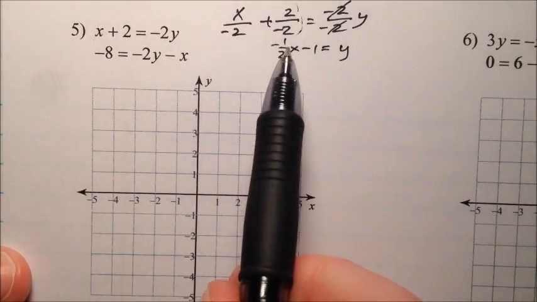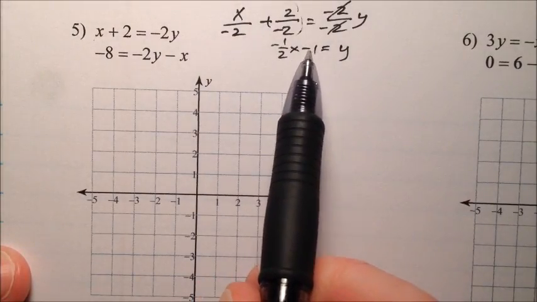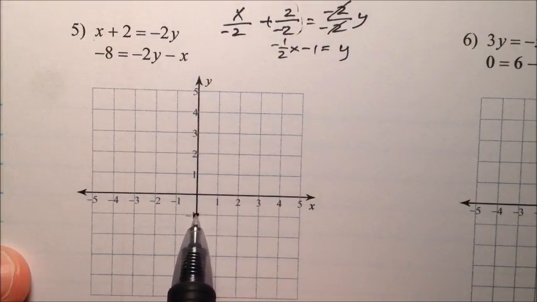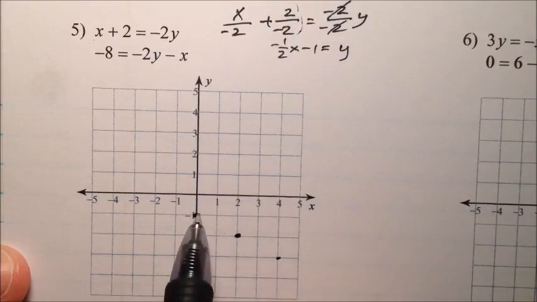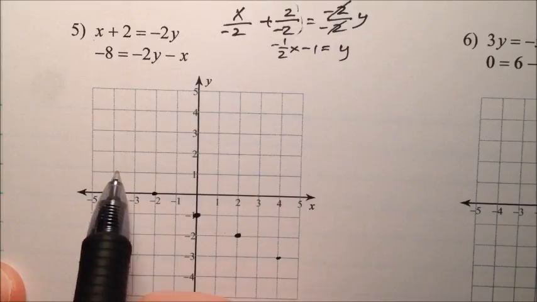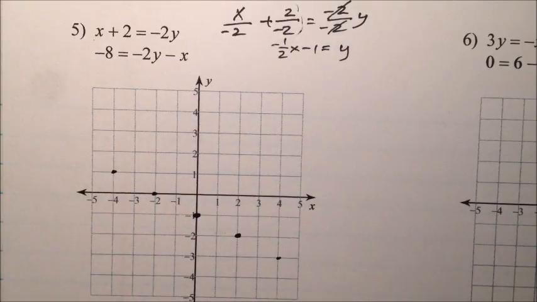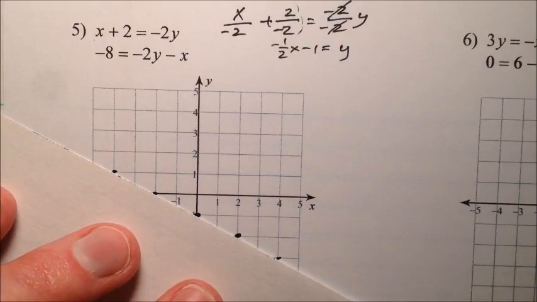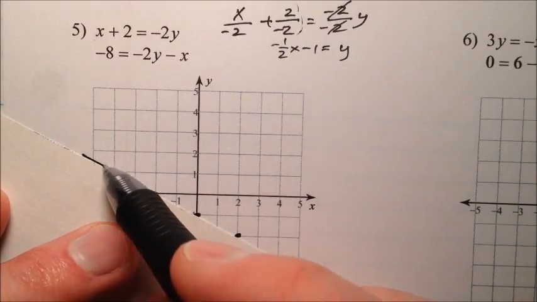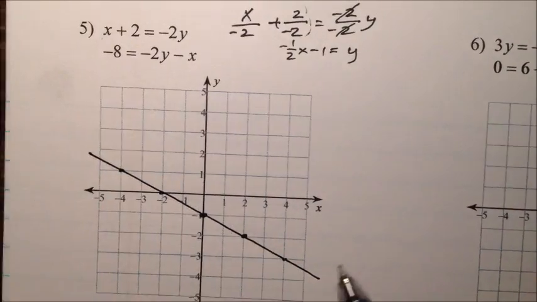So my slope then will be negative 1/2, and my y-intercept is going to be negative 1. So I'll go ahead and graph that first one, and then negative 1 over 2, or up 1, back 2, up 1, back 2. So that'll be my first line, and I'll go ahead and get my note card straight edge here. So I'll draw it in.